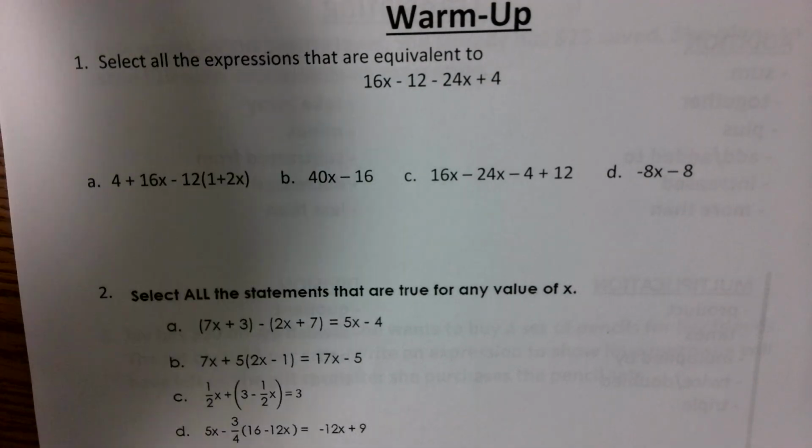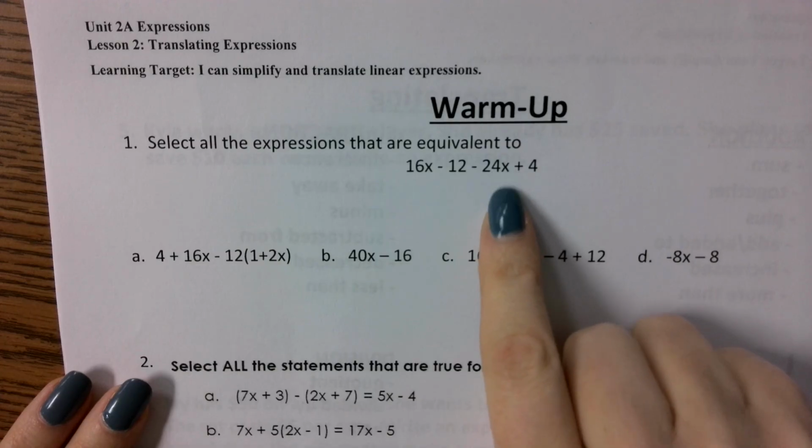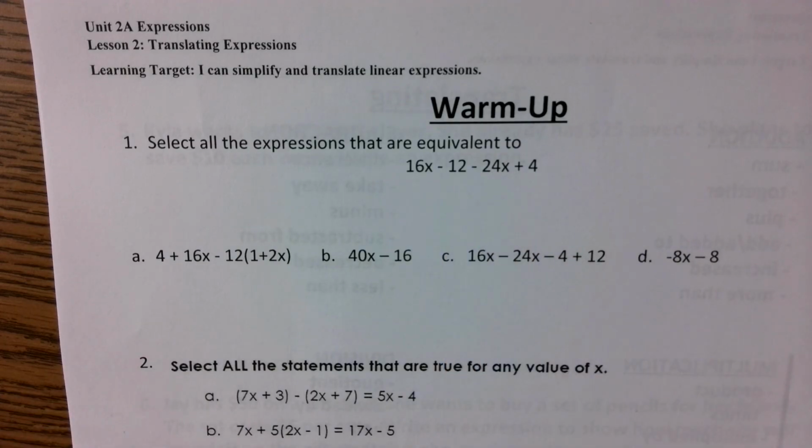We're taking a look at problem number 1. For problem number 1, we want to select all the expressions that are equivalent to 16x minus 12 minus the 24x plus the 4. So we have to identify the stuff that's equivalent first.